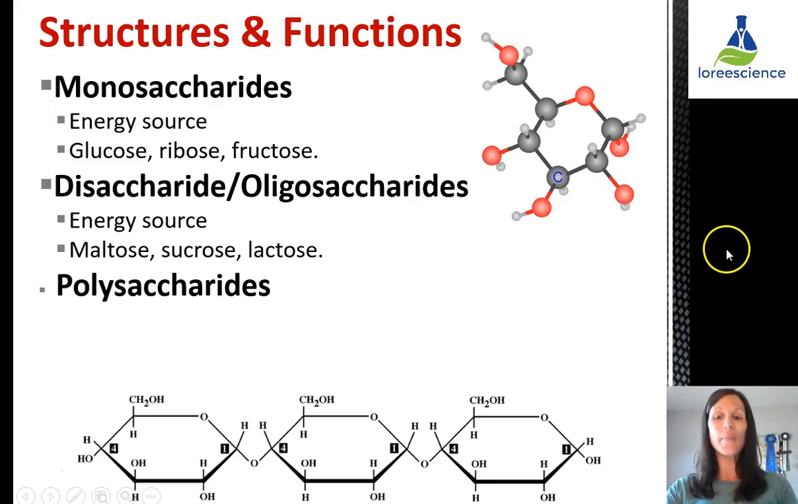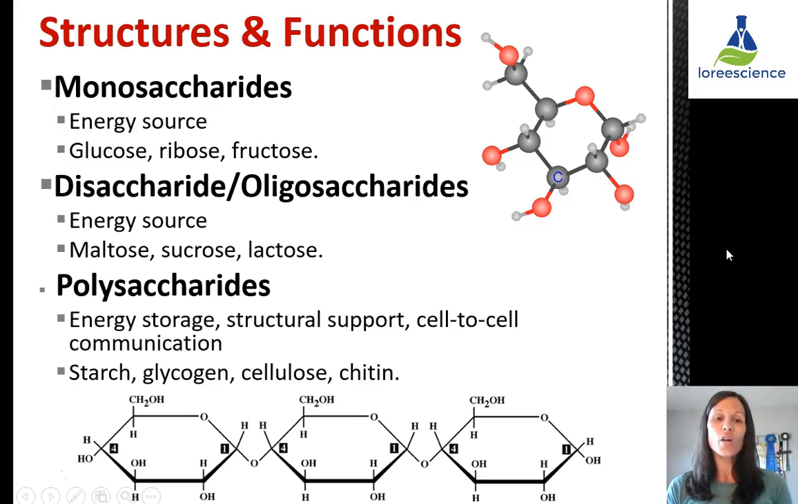Polysaccharides, poly meaning many, are used for energy storage. They're not the quick source of energy, but it's where organisms tend to store their energy. They're also good for structural support and cell-to-cell communication. These examples include starches, glycogen, cellulose in plants, and chitin in certain animals like lobsters, or animals with outer or exterior shells.